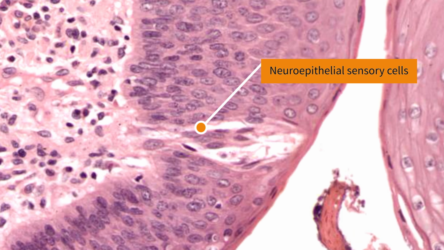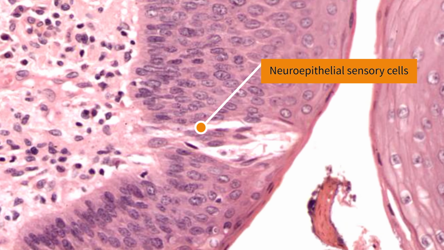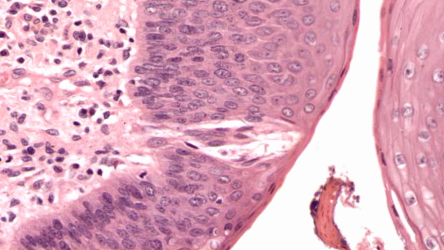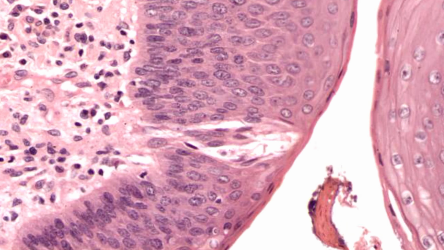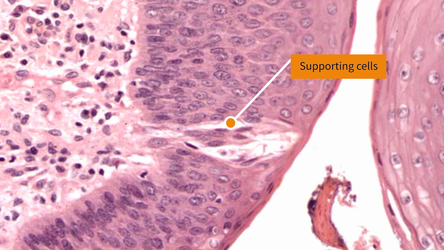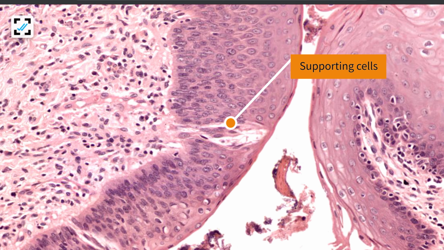Neuroepithelial sensory cells are the most numerous cells in the taste bud. These cells are identified by typical large round nucleus. At the base, usually they form synaptic contact with the gustatory nerve. Of course, in this slide, we cannot see the section of these gustatory nerves. Supporting cells are these cells which are scattered between the sensory cells. As the name suggests, they provide structural support to the neuroepithelial sensory cells.